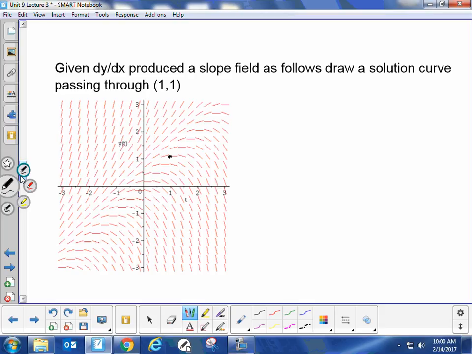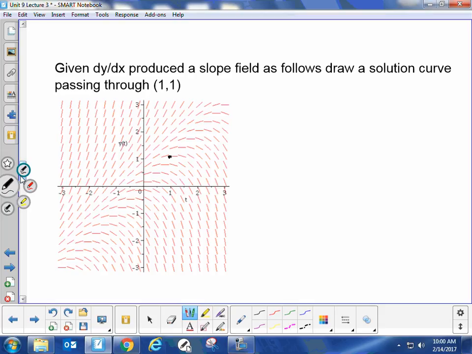For this class, it's more of, I can't solve this differential equation. I don't know how to take the antiderivative, but I can visually see the solution. This is an example of some differential equation, most likely, that I couldn't solve. But here are what the slopes look like. Now, can you sketch the solution like that?